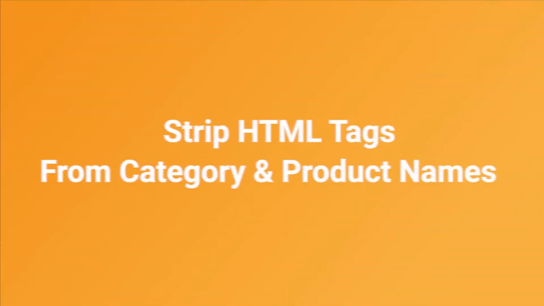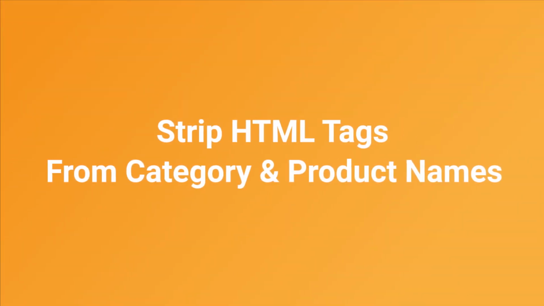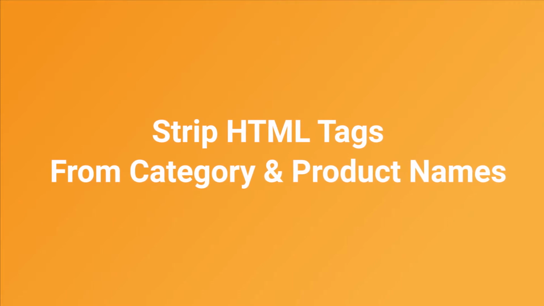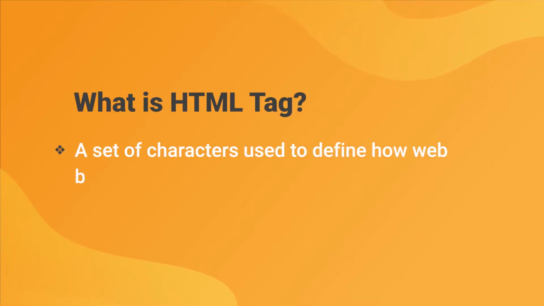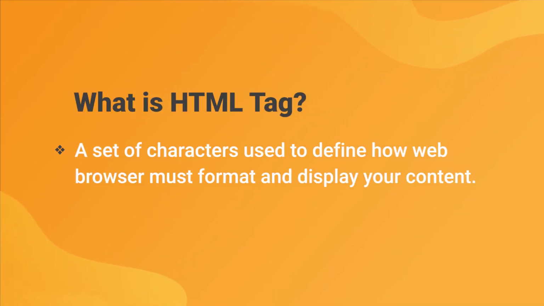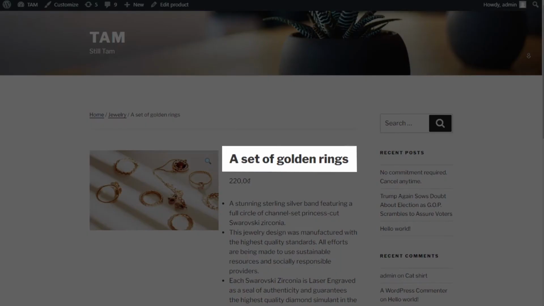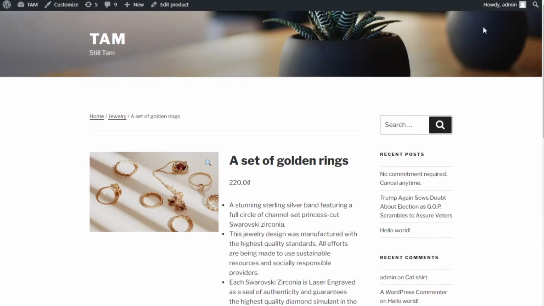This video will show you how to strip HTML tags from category and product names during a store migration with LitExtension. An HTML tag is a set of characters used to define how web browsers must format and display your content. Here is an example of a product's name and category with HTML tags.